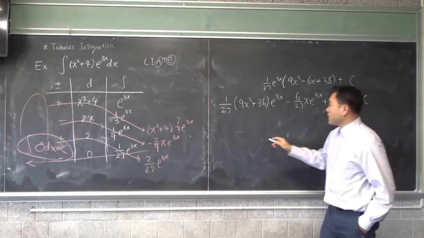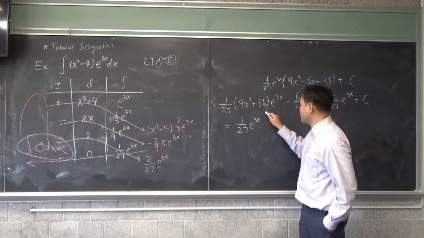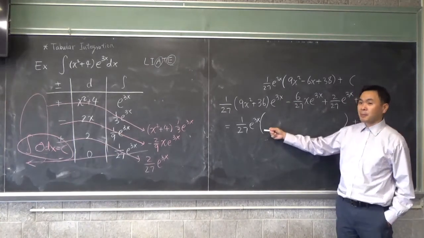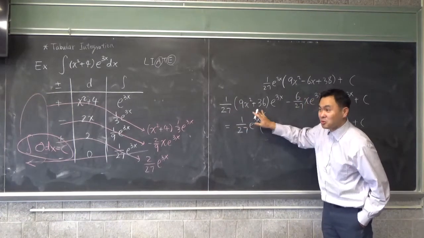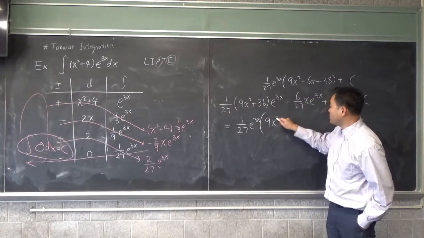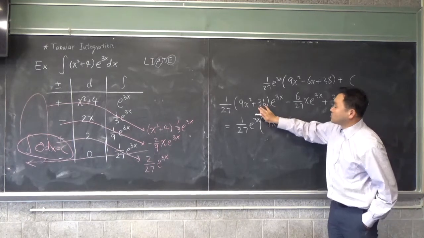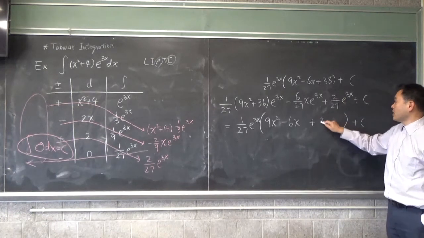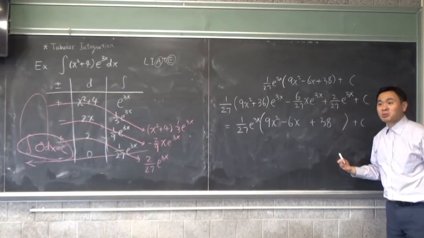And let's try to factor out 1 over 27 e to the 3x. What's left? If I yank out these, those are the ones left, right? So we have 9x squared, there's a negative 6x, and there's 36 plus 2, right? So you end up with 38, which is exactly this one. So it matches with the previous answer.